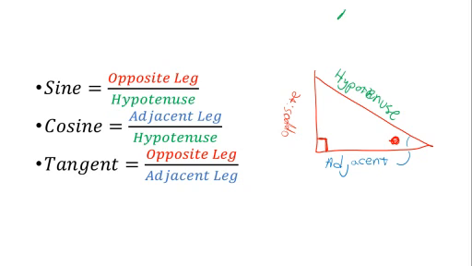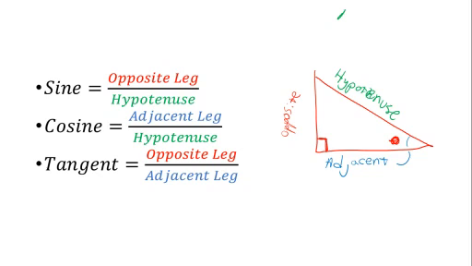So when you have sine, sine is the opposite leg, the length of it, divided by the hypotenuse. The cosine is the adjacent leg divided by the hypotenuse. And the tangent is the opposite leg divided by the adjacent leg. So you see tangent doesn't deal with the hypotenuse at all.